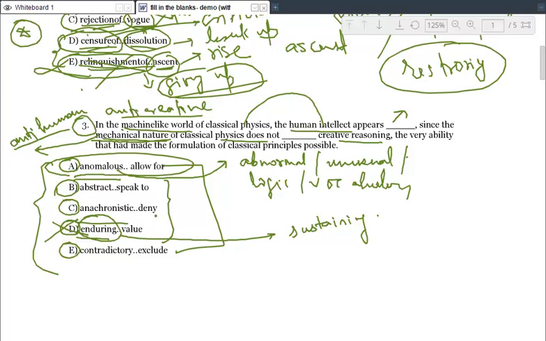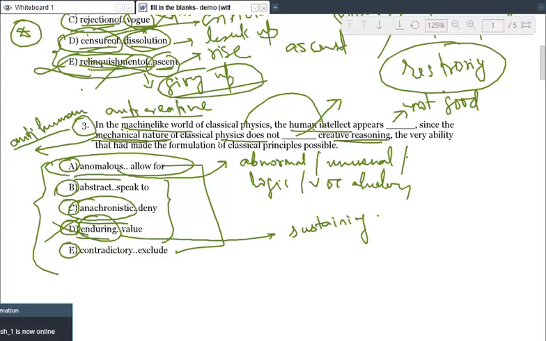What is anachronistic? Out of time. But since the mechanical nature of classical physics does not accept creative reasoning, right? If the relationship between human intellect and the machine-like world, between human intellect and physics, is not good, can I say it's not good? If it is not good, people, then the mechanical nature of physics does not dash creative reasoning. Does not exclude means include.